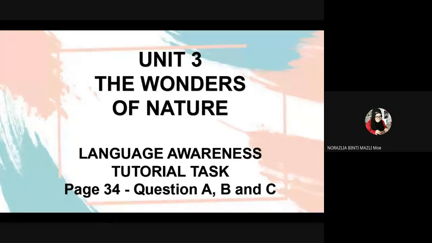Kita punya kelas sampai pukul 4 tau. In case you don't know the schedule, kelas kita sampai pukul 4. So tutorial task ni buat pukul 3 sampai pukul 4. Okay, mari kita tengok soalan dia sikit.